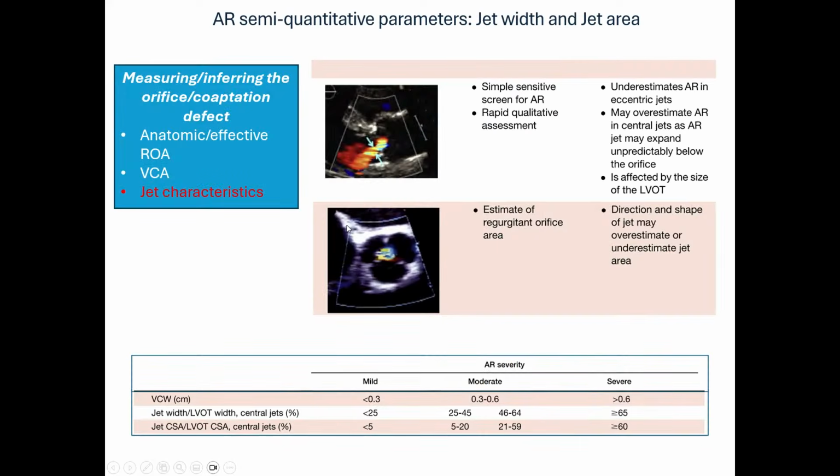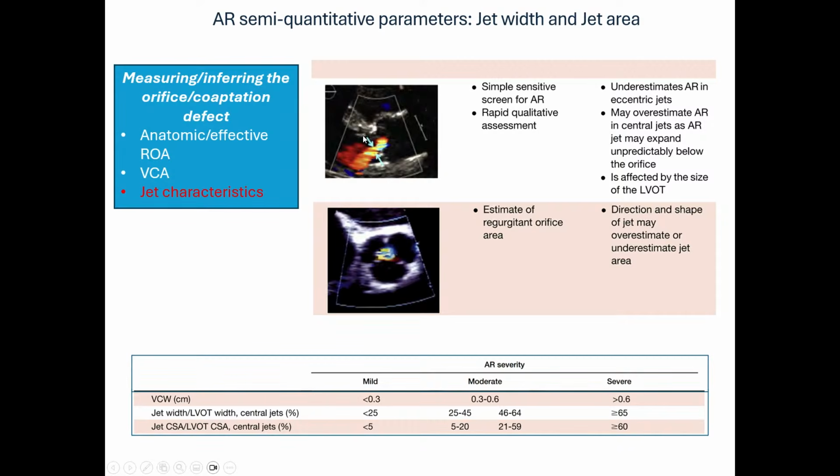Now these are the other two key parameters, the jet width and the jet area. The jet width is the area distal to the vena contracta, and you usually compare this to the LVOT diameter. So it's a simple, sensitive screener for AR. You can have a narrow jet and you're done. You can have a huge jet and you're also done because it's severe. But if you have an eccentric jet, you can underestimate severity. If you measure all the way out here, you can get a diameter that's like 60% of the LVOT. And obviously, if you have an LVOT that is very wide, this whole percentage thing is not as feasible.